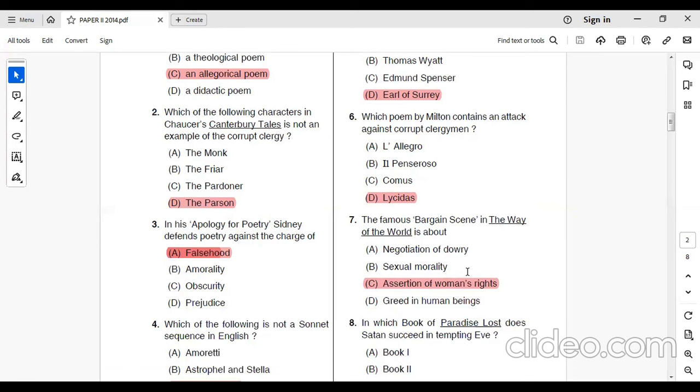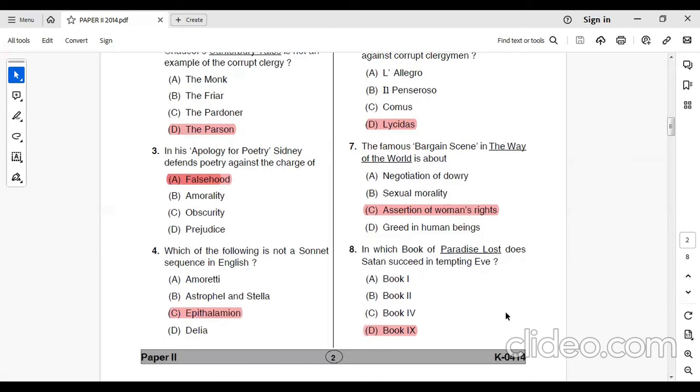Sidney's reason for writing An Apology for Poetry was that he wished to defend poetry from the allegations imposed by the English satirist Stephen Gosson and the other critics of the time. Due to those allegations, he wrote An Apology for Poetry in the year 1580, but it was published in 1595. So like this, I'll be giving you some extra information. Answers are already highlighted on your screen.